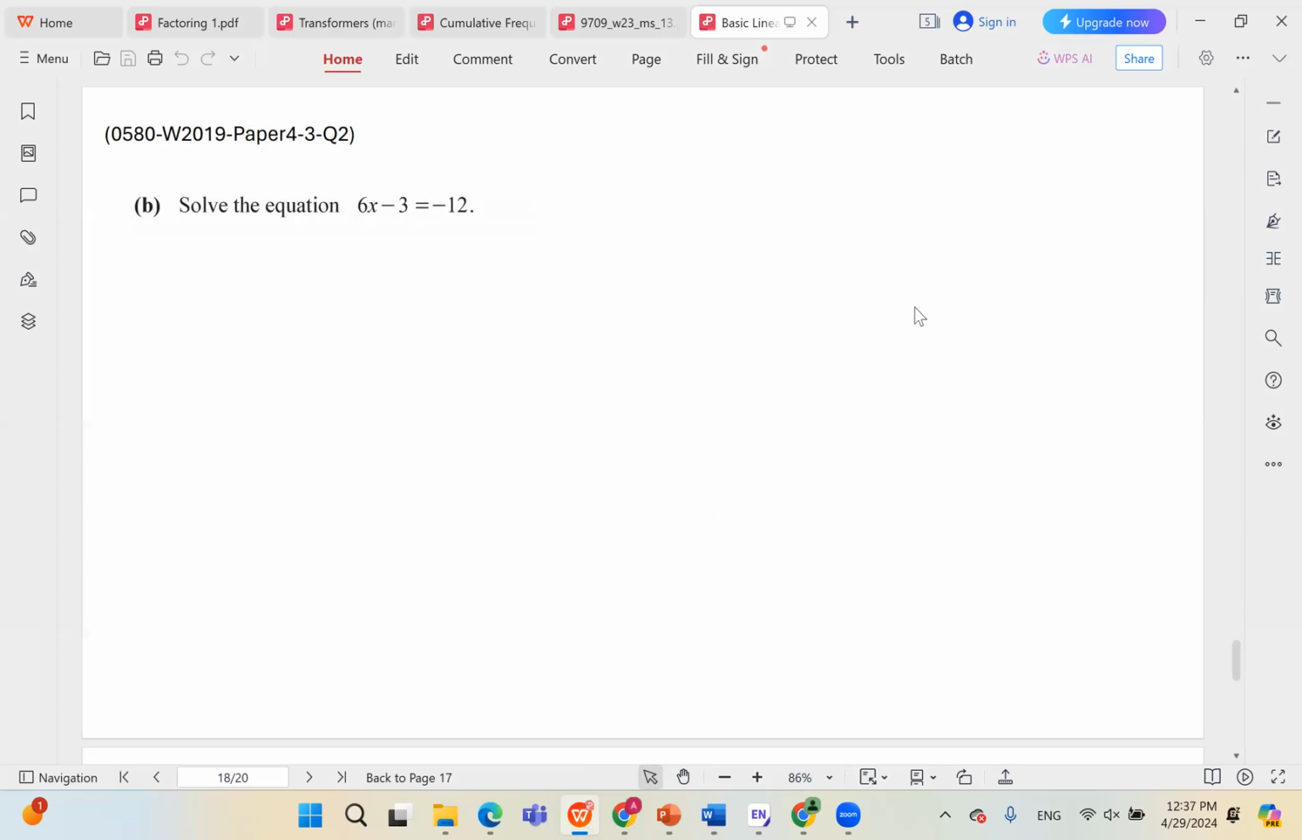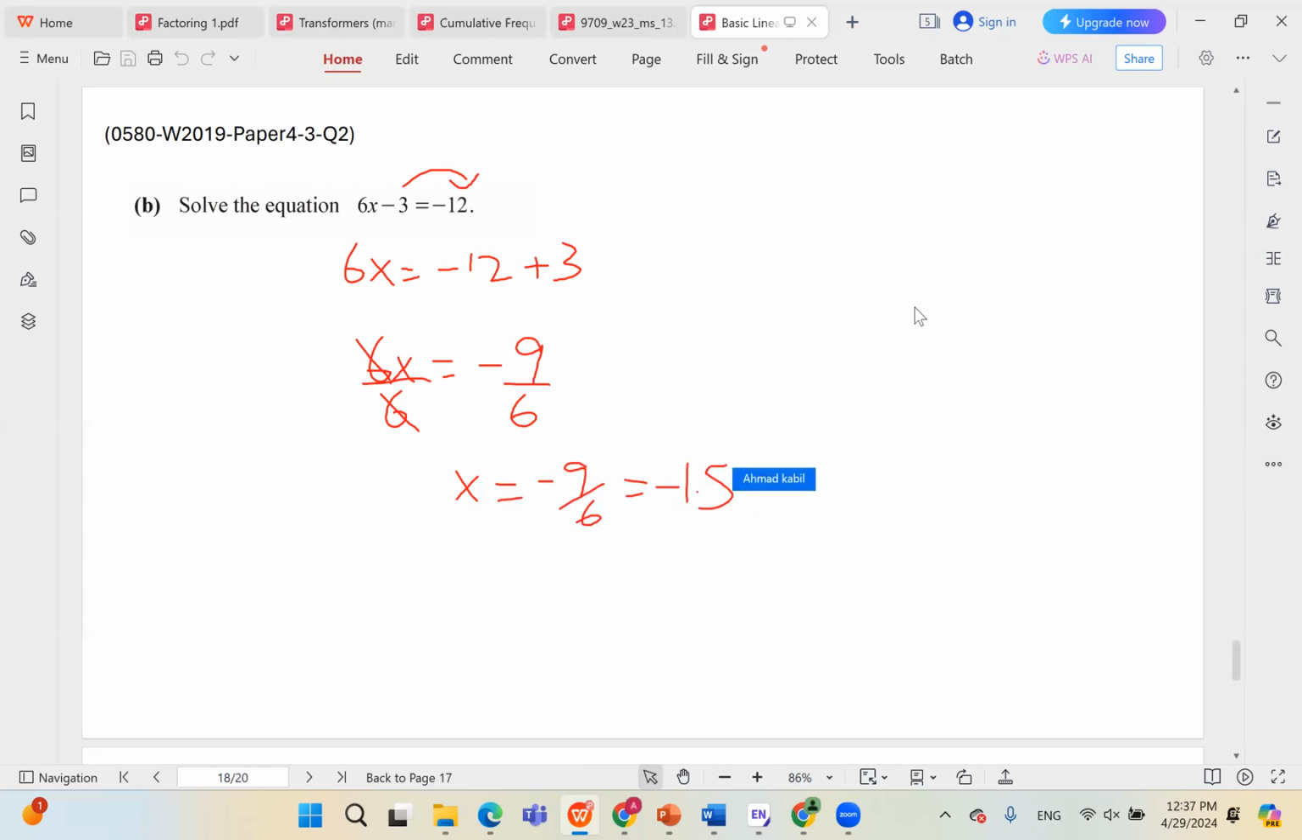For the final question in this video, we have 6x minus 3 equals negative 12. You can take the 3 to the other side. So we get 6x equals negative 12 plus 3. So 6x equals negative 9. And we divide by 6 on both sides. You get x equals negative 9 over 6, or negative 1.5. And this is the correct answer here. Negative 1.5 is the correct answer.